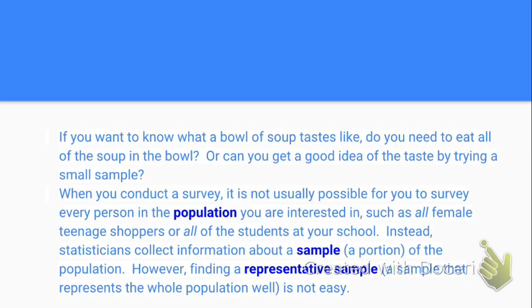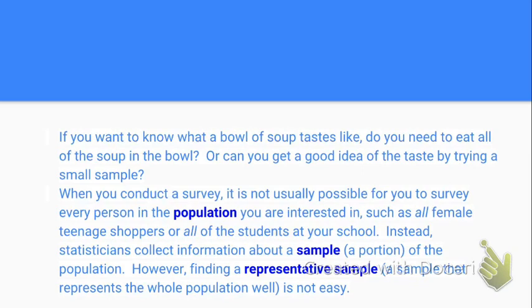Alright, so if you want to know what a bowl of soup tastes like, do you need to eat all of the soup in the bowl? Or can you get a good idea of the taste just by trying a small sample? When you conduct a survey, it's not usually possible for you to survey every single person in the population that you're interested in, such as all female teenage shoppers or all of the students at your school. Talking to all those people would be incredibly difficult.